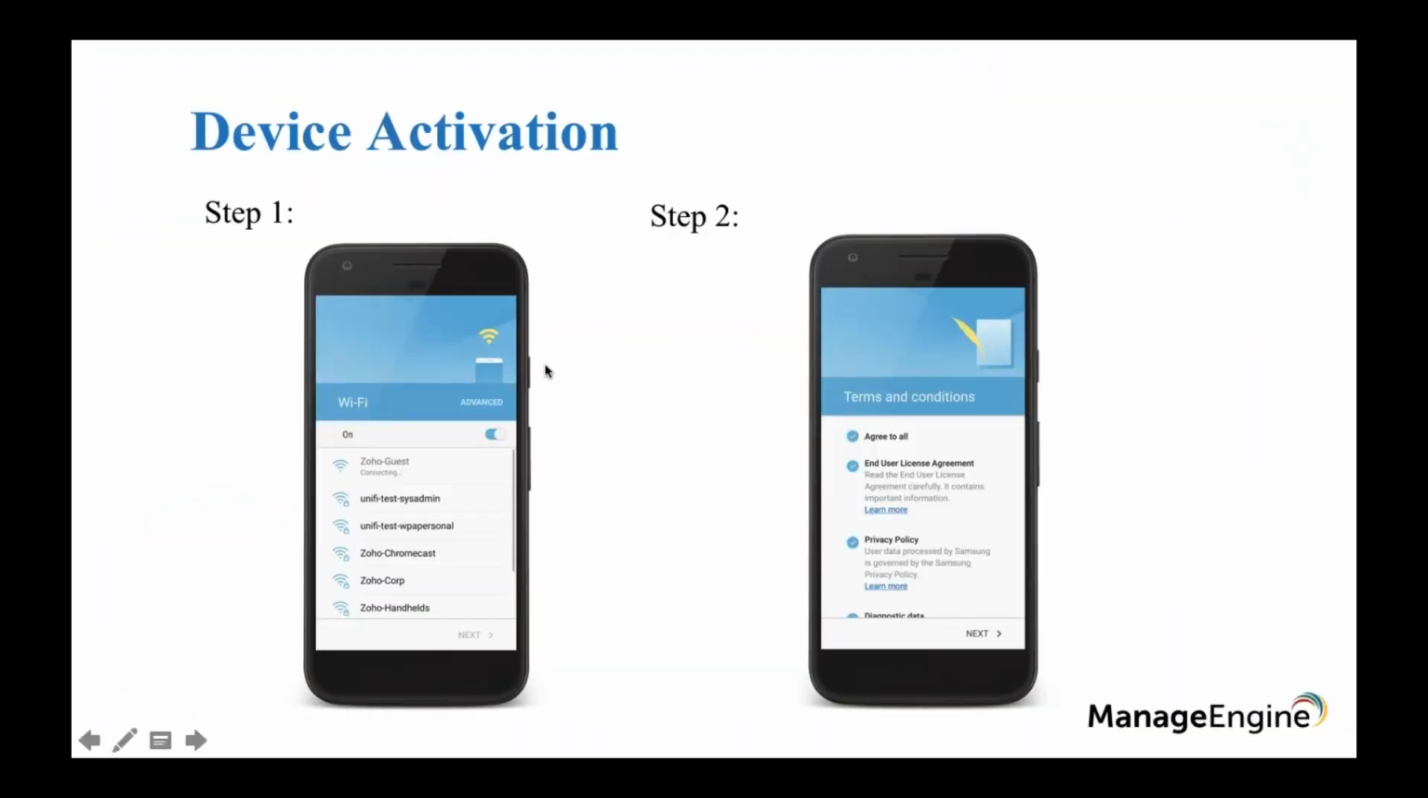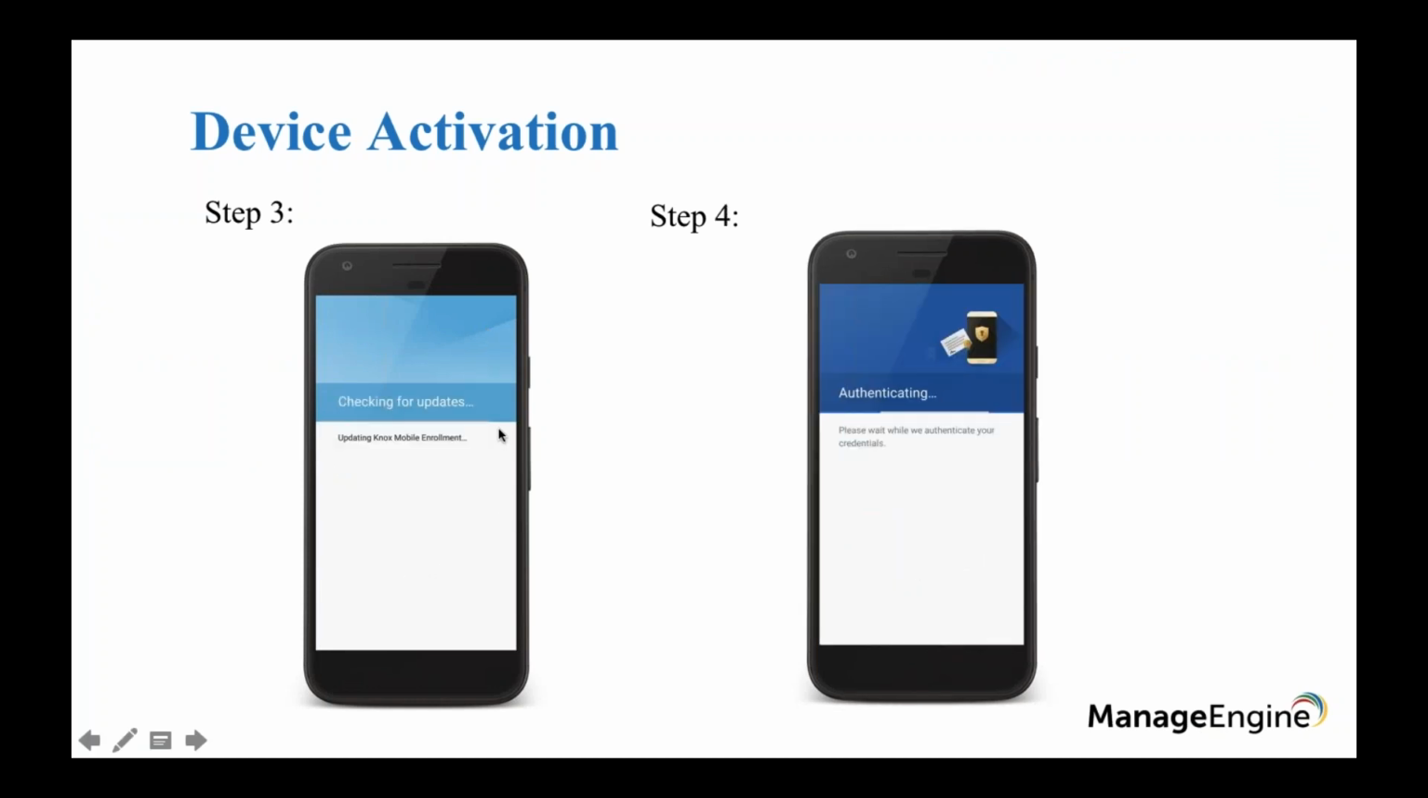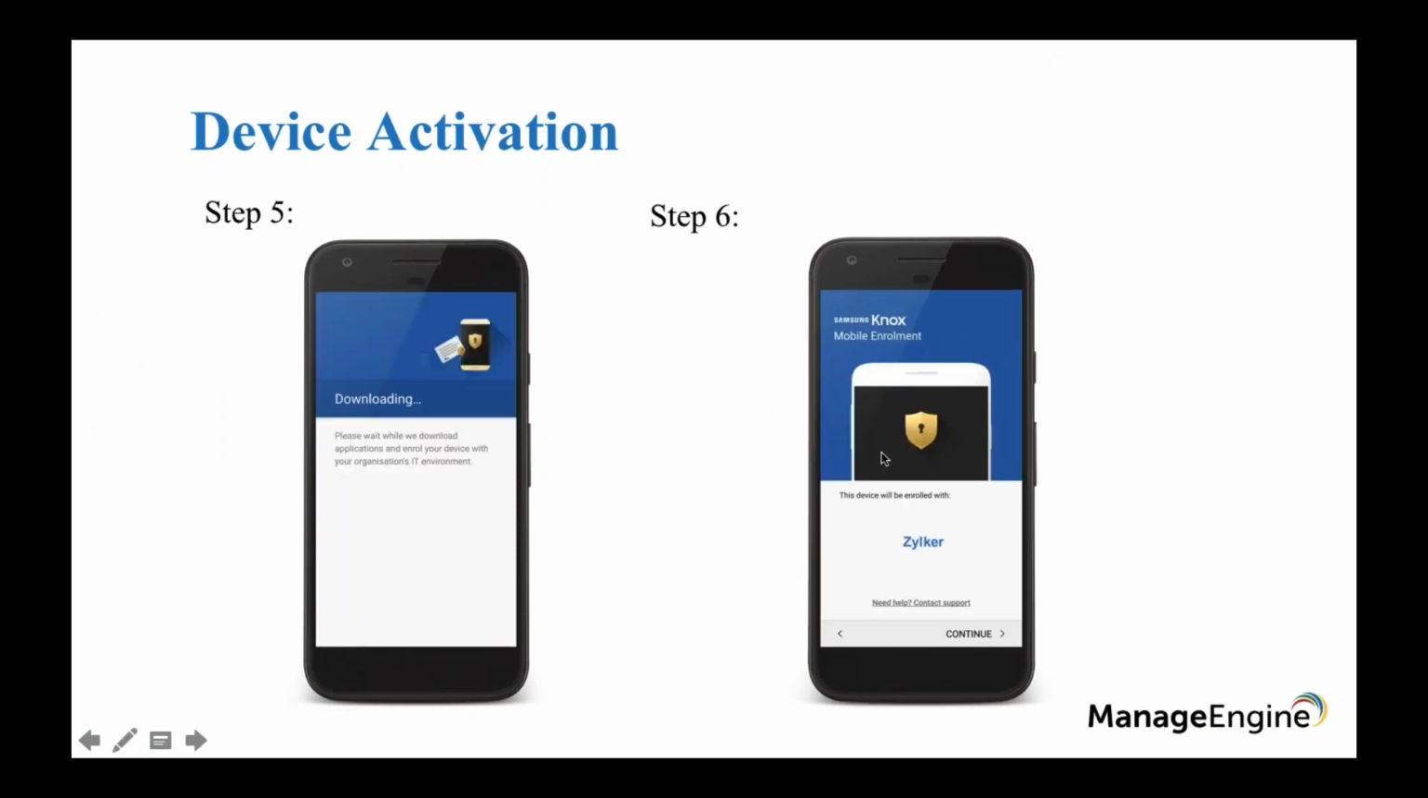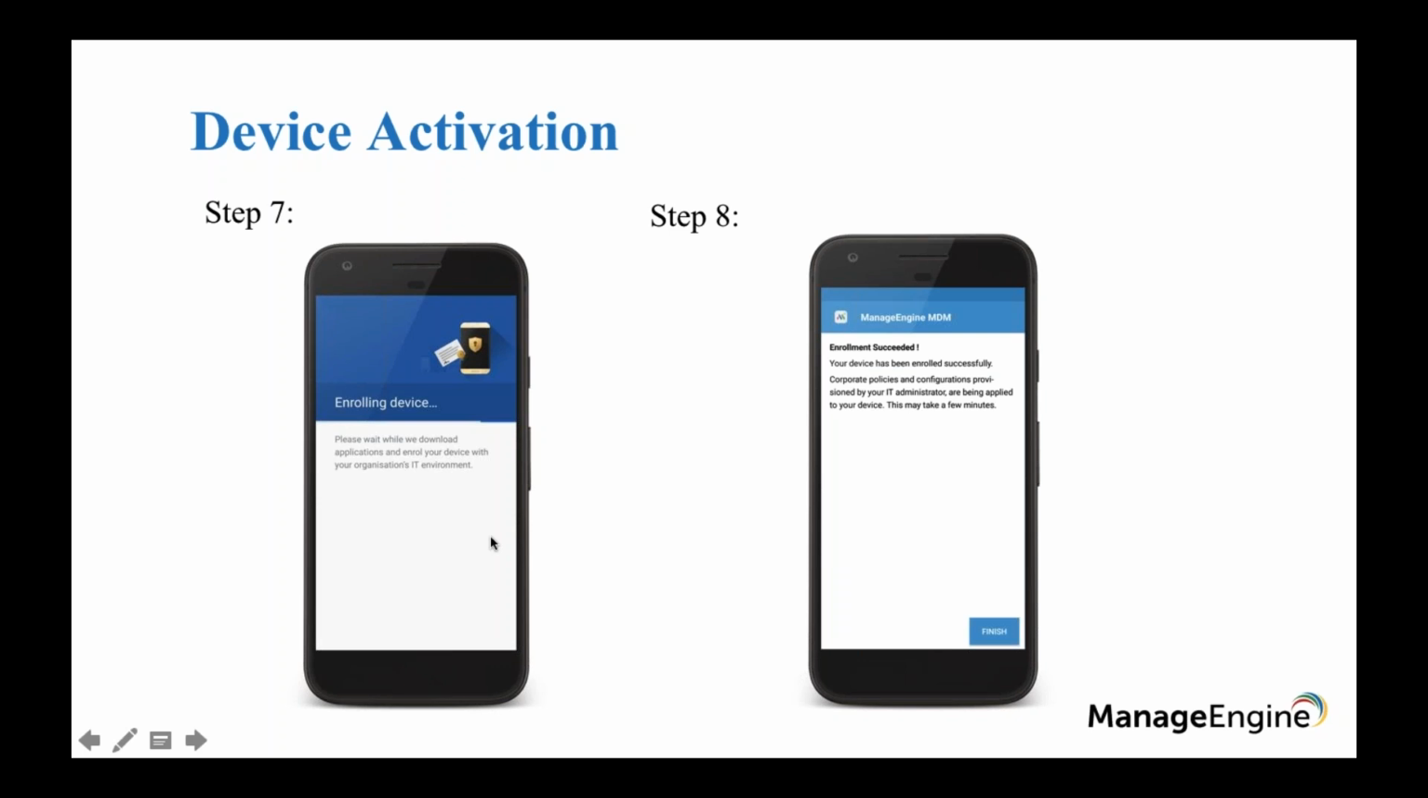So now, let's see what happens upon device activation. So once the device gets activated, we need to connect to a Wi-Fi portal to download all the configurations. So we will accept all the terms and conditions pushed forth to us. So it will check for updates and download the configurations. It will authenticate all the details that are provided, download it, and show us the organization which will be managing our devices. So once this enrollment is completed, the device will be managed by Mobile Device Manager Plus. So now these are all the enrollment techniques that are available for enrolling our devices.